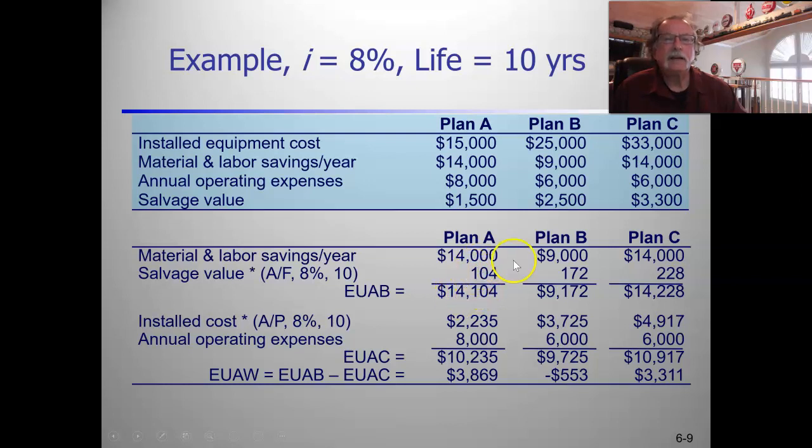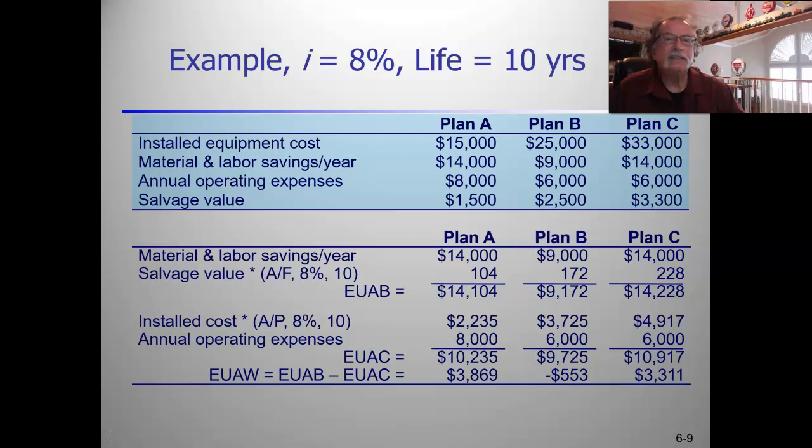Now what we have here is a different way of looking at this. What they've done is they've annualized the benefits. So we've got our material and labor savings per year. That's the $14,000 right here. Then they've annualized the salvage value. That's the payment function with a future value in it. That's our benefits. Then they've annualized the installed cost, and then the operating expenses are already annualized.